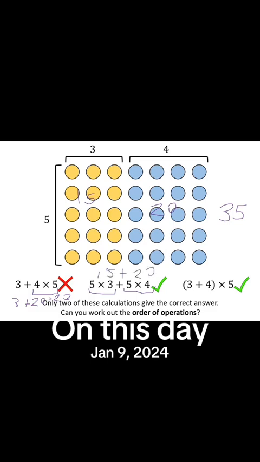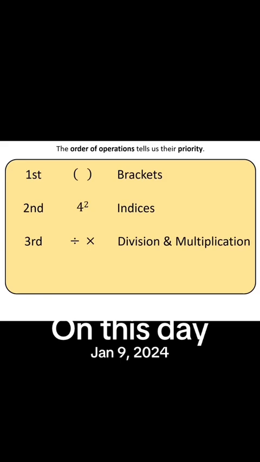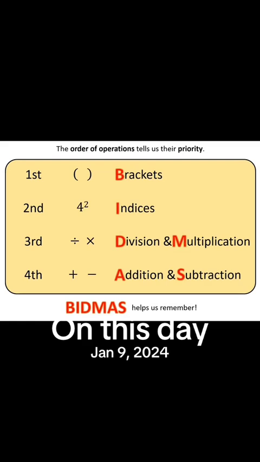This one here, I do the brackets first, so 3 plus 4 is going to be 7. 7 lots of 5 is 35, guys. The order of operations here tells the priority. So brackets, then second is indices, then multiply and divide come together, and then addition and subtraction. So BIDMAS. Remember that, guys.